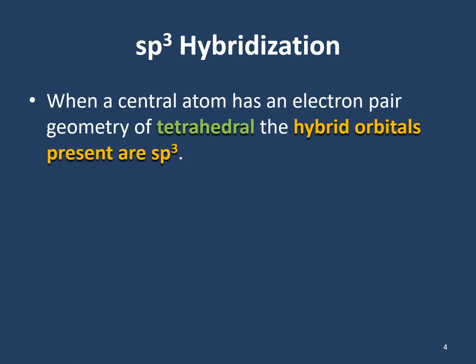So let's talk about sp3 hybridization, kind of a summary. How do we figure out what type of hybrid orbital is present? It's actually based on the electron pair or group geometry, not the molecular geometry. I can't stress that enough. It's based on the electron group geometry. sp3 hybrid orbitals are always present around a central atom that has an electron group geometry of tetrahedral.